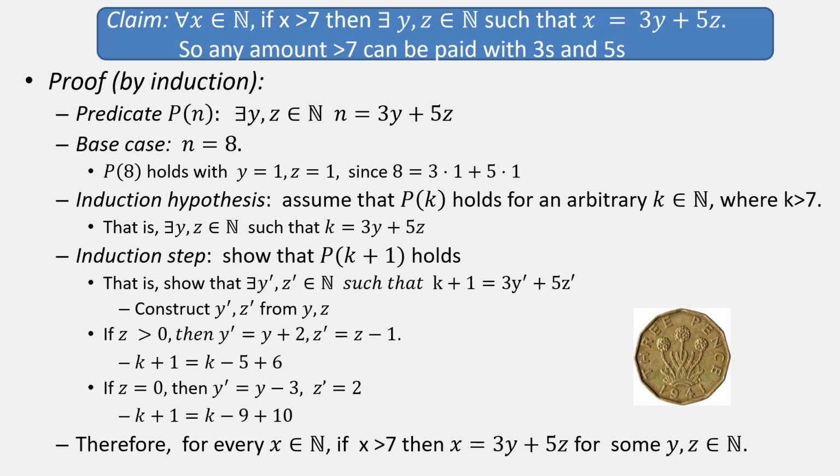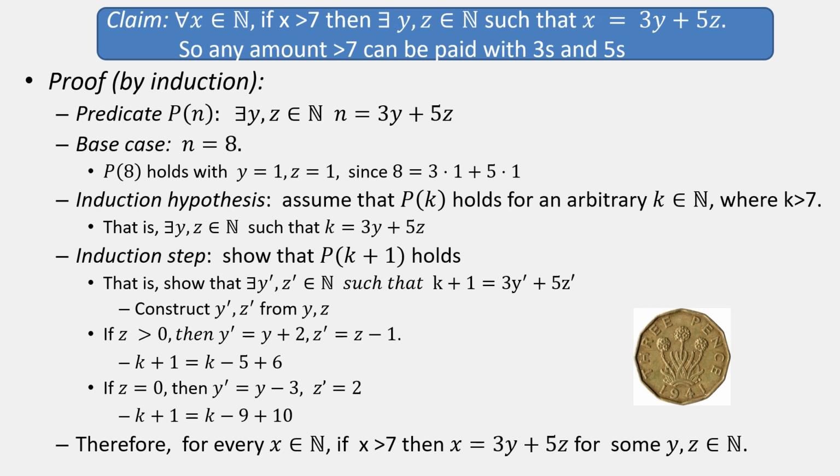So if we have at least one of the 5s, then we could represent k plus 1 as k minus 5 plus 2 times 3. So our new y prime will be the original y for the k plus 2, and our z prime will be z minus 1. Great, in this case we found the y and we found the z. By existential generalization, there exist y prime and z prime such that k plus 1 is equal to 3y prime plus 5z prime. But wait a moment, what happens if we don't have 5s? Well, in this case we'll need to think a little bit more.